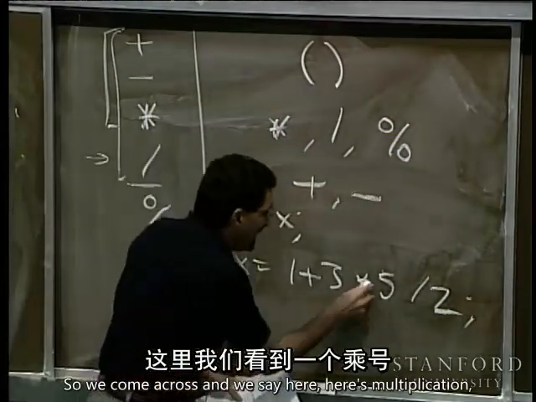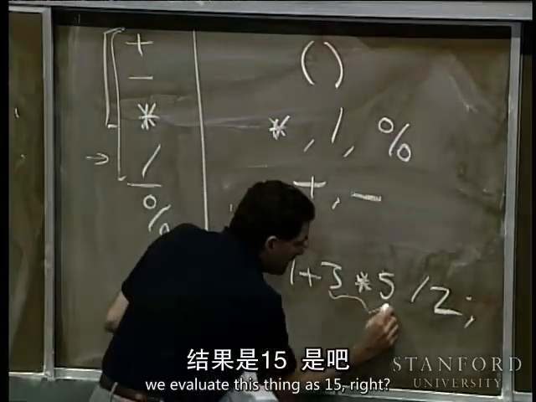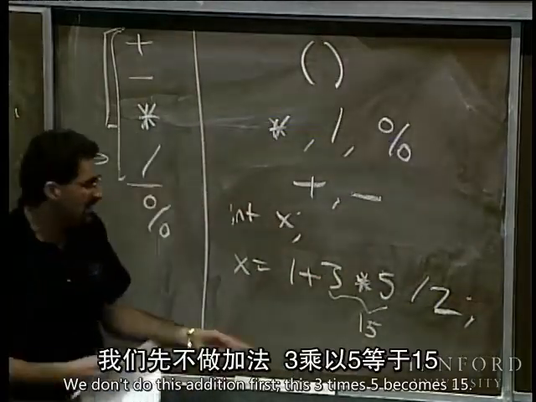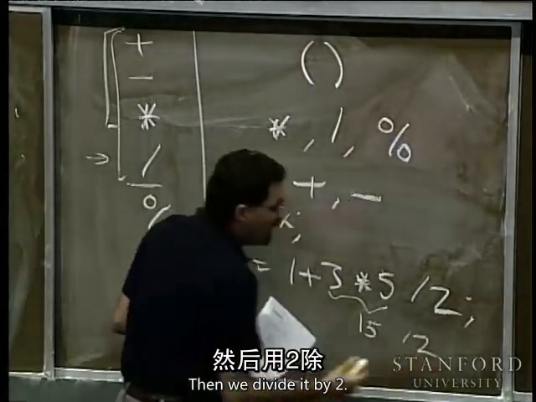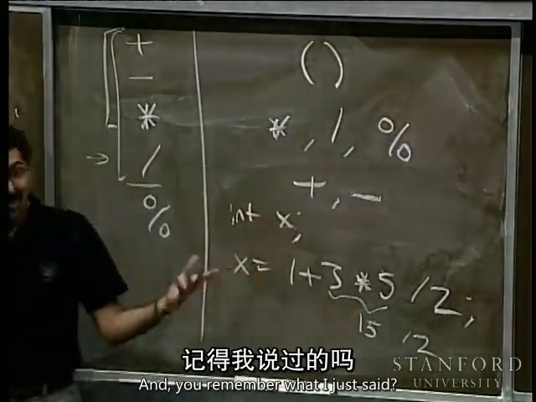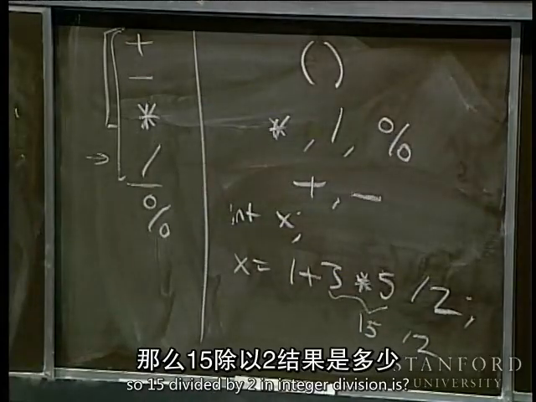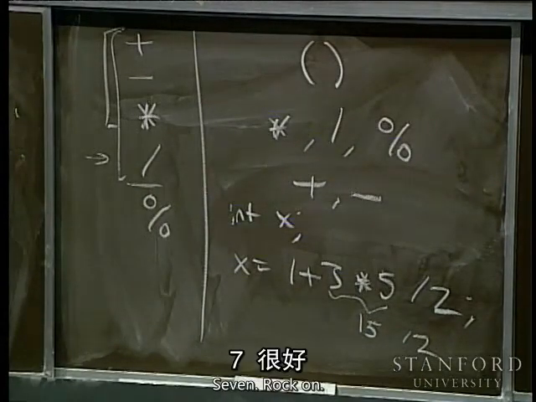So we come across and we say, hey, here's multiplication. We evaluate this thing as 15, right? We don't do this addition first. This 3 times 5 becomes 15. Then we divide it by 2. And you remember what I just said. Hey, this is an integer, this is an integer, so this is integer division. So 15 divided by 2 in integer division is 7, rock on.